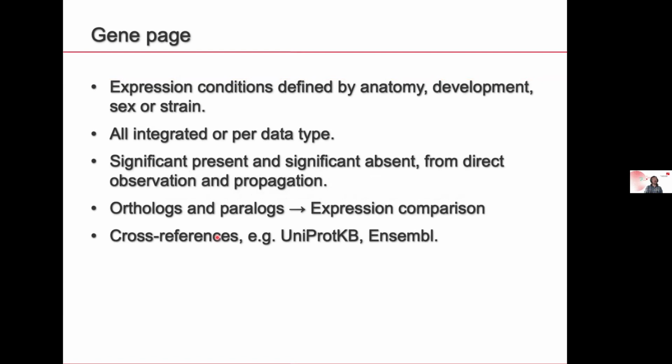one gene the expression by anatomy, development, sex or strain, integrated, present absent calls, both from direct observation. So if someone took RNA from the cerebellum, you have the cerebellum, but then you also have the brain because it's propagated, the cerebellum being part of the brain. You have orthologs and paralogs. I clicked earlier and showed you the expression comparison it leads to. And you have cross references to specific databases, notably UniProt and Ensembl when available.